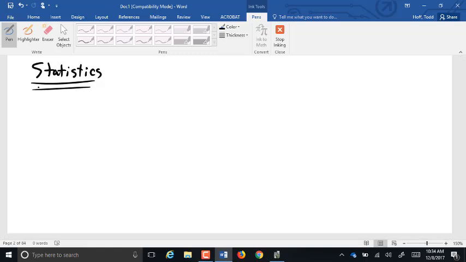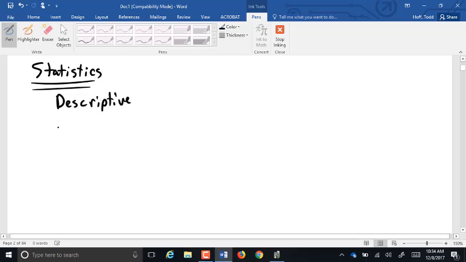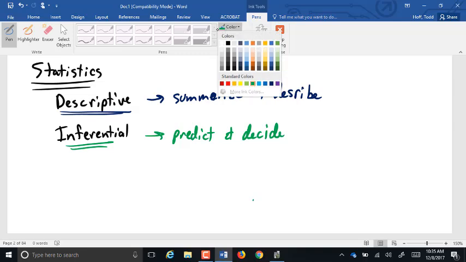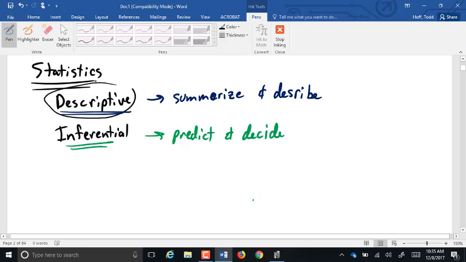Okay, so statistics. There are 2 types of statistics. There's descriptive statistics, and there's inferential statistics. Descriptive statistics is just that, trying to summarize and describe what's going on. Inferential statistics is taking that next step, using those statistics to try to predict and make decisions. So to predict and decide on what to do. That's a little bit more in depth. We're going to leave the inferential statistics to a full-blown statistics course. For our purposes here, we're going to talk about more descriptive statistics.